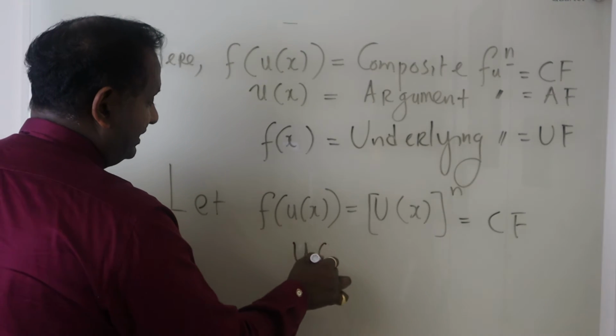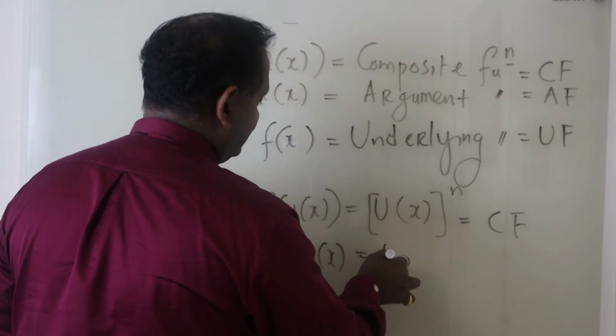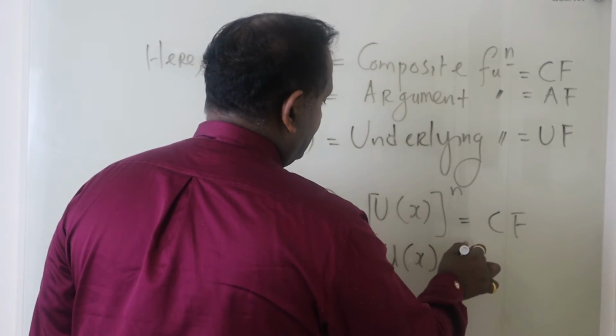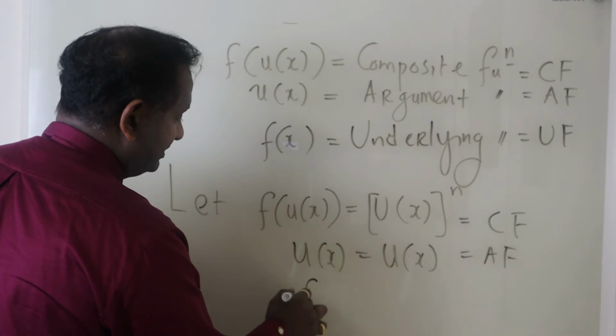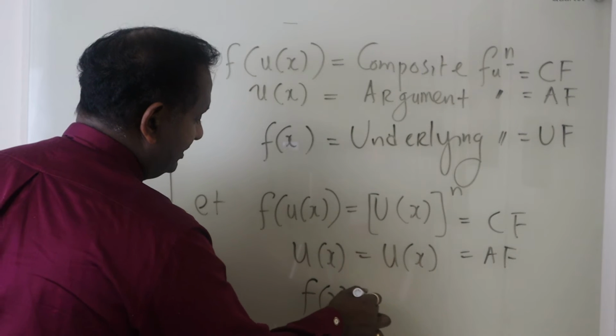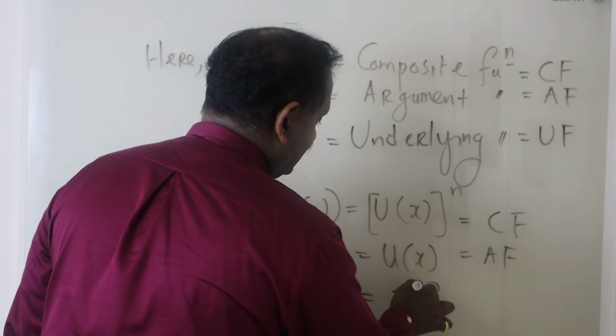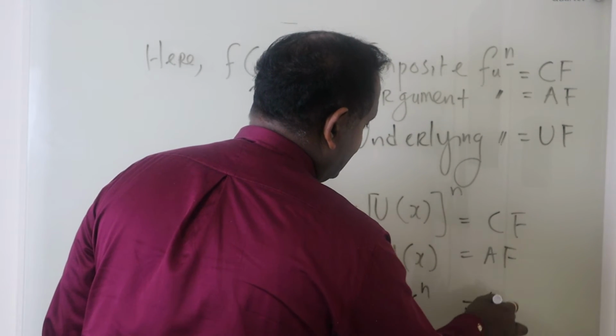And ux stays the same. ux is ux. That's the argument function. The underlying function is f of x is nothing but x to the n. This is the underlying function.